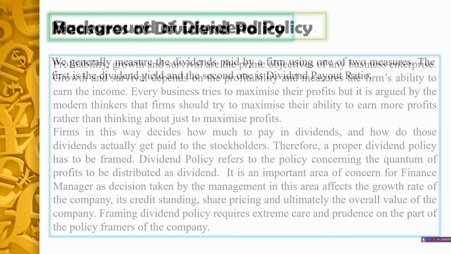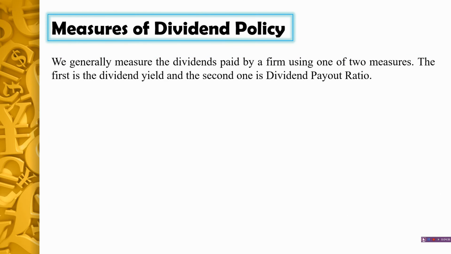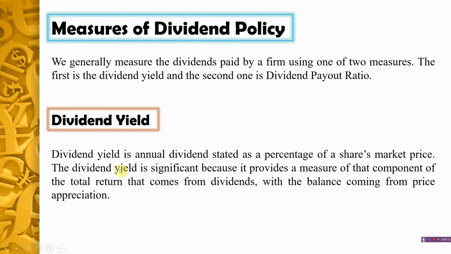Now let us see the measures of dividend policy. What are the measures which help in measuring how much dividend is to be paid to the shareholders? If you see, there are two measures basically concerned. The first one is dividend yield and the second one is dividend payout ratio. So what is dividend yield?